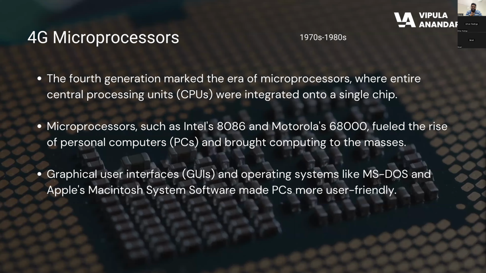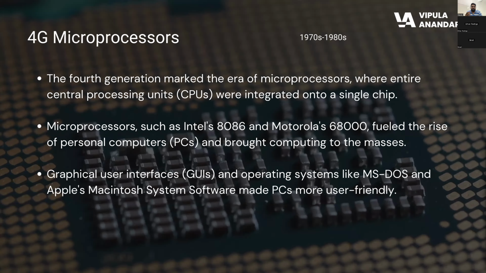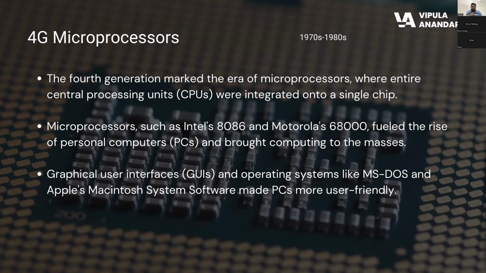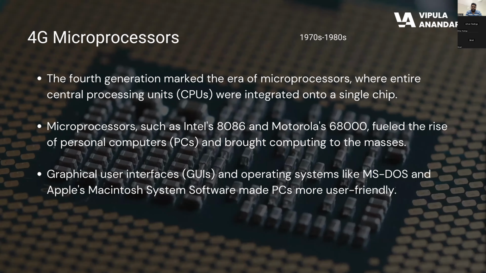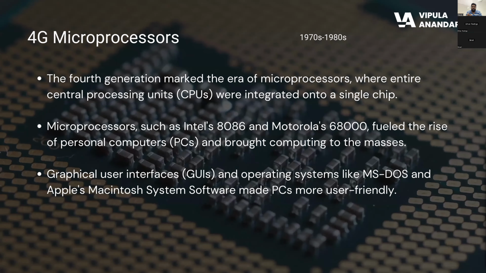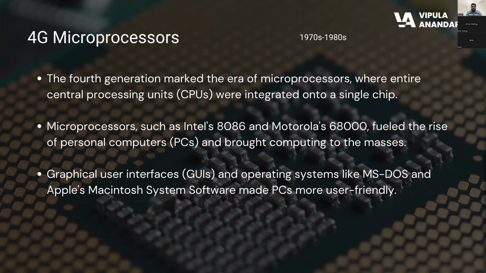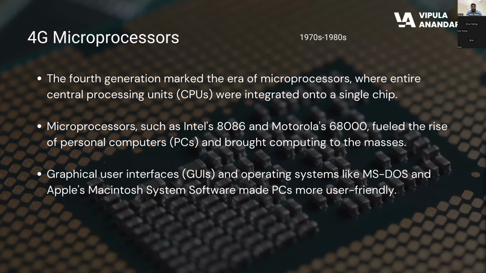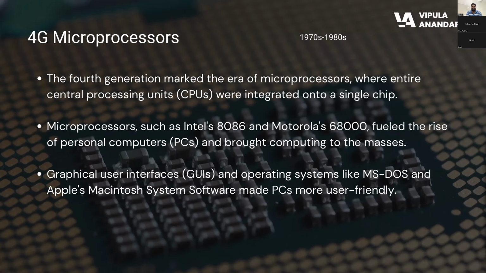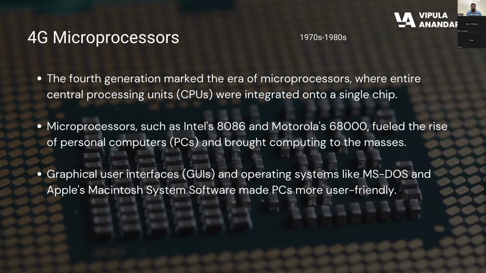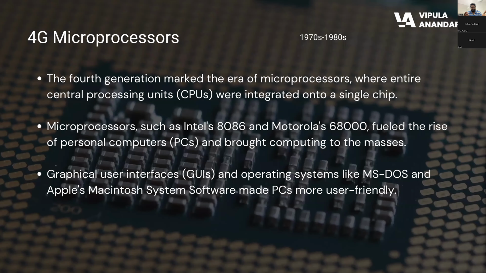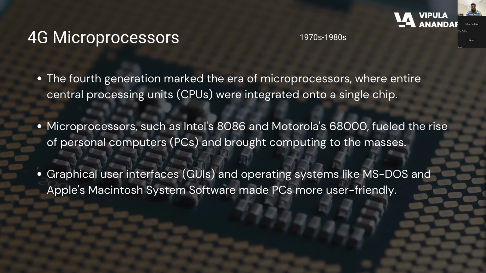That is when the concept called a graphical user interface was invented, and operating systems like MS-DOS and Apple Macintosh systems were released during that time frame. It gave the PC its own name. It's the point where the PC, the personal computer, was invented.